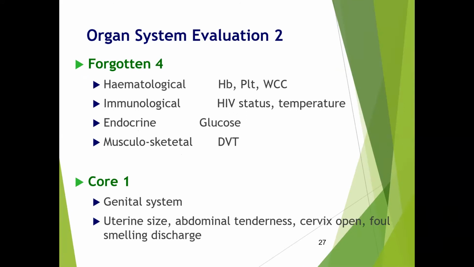Your forgotten 4, you look at your hematological system, immunological, endocrine, and your musculoskeletal. Patients with sepsis are prone to thrombocytopenia, elevated white cell count. HIV status is important. You know, in immunocompromised patients, they are more at risk and they actually die more. When you look at the new maternal sepsis definition, actually, it doesn't only look at the pregnancy-related sepsis.